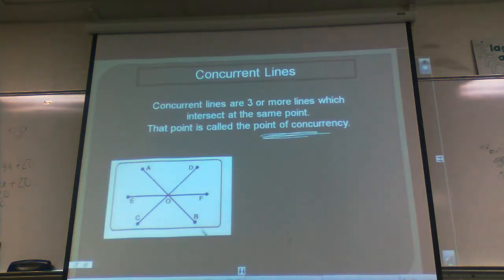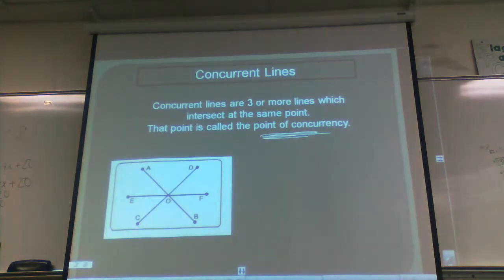So line for segment AB, segment CB, and segment EF would all be concurrent because they're all intersecting at the same point. And then that point O, for just the way this looks, would just in general be referenced as point of concurrency. We're going to have a couple words between today and tomorrow that give those points of concurrency specific names.